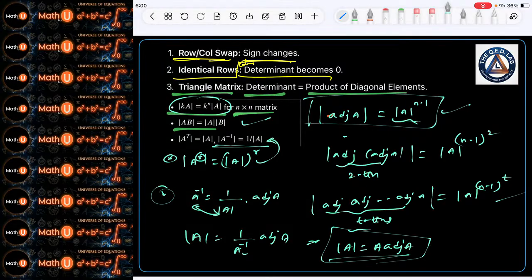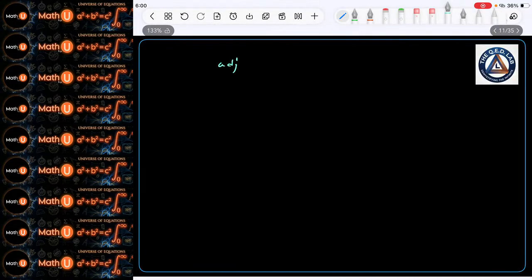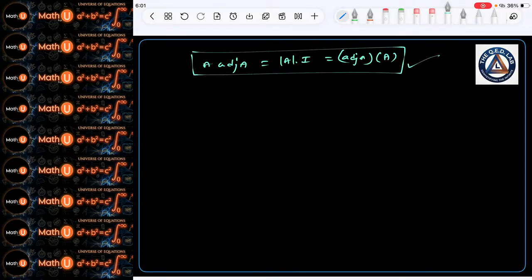You should always remember A into adjoint of A is always equal to determinant of A into identity. That is also written like this, adjoint of A into A. You should remember this very important property. A into adjoint of A should be equal to determinant of A into identity, that is also equal to adjoint of A into A. These are the very important properties you should remember.